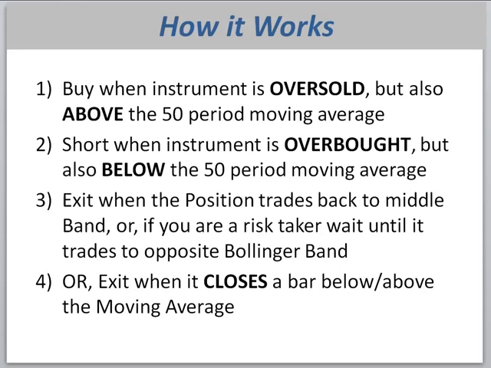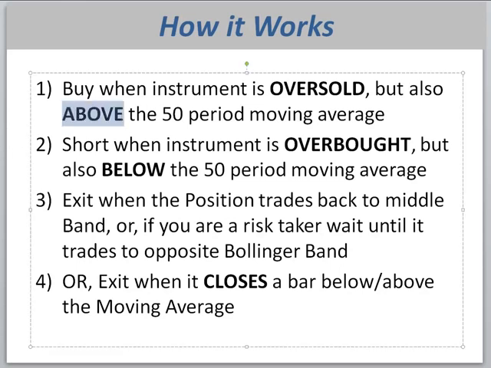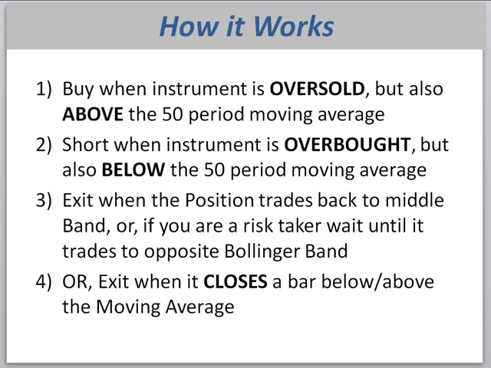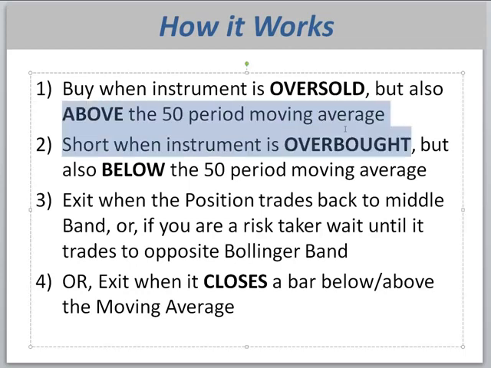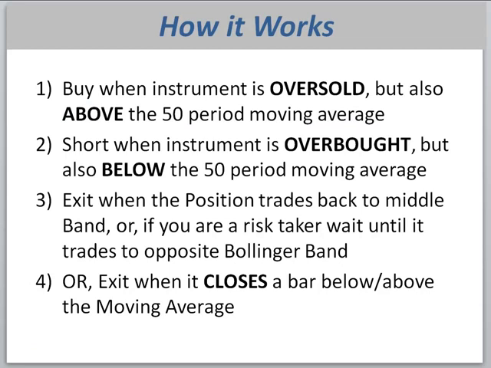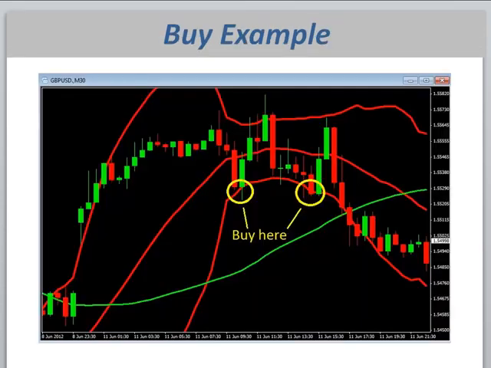So we're going to be buying when our instrument is oversold, but it also has to be above the 50-period moving average. So we want to see something's oversold, but that the instrument is also above the 50-period moving average. Why do we want it to be above the 50-period moving average? Because it shows that the trend is still there. We're going to be still buying with the trend, make the trend our friend. Similarly, we're going to be shorting when an instrument is overbought, but it's also below the 50-period moving average. So we're going to be buying when something's oversold, and shorting when things are overbought, but as long as the momentum's there. Now we have our exit strategies. Well, we'll get to that in a second.